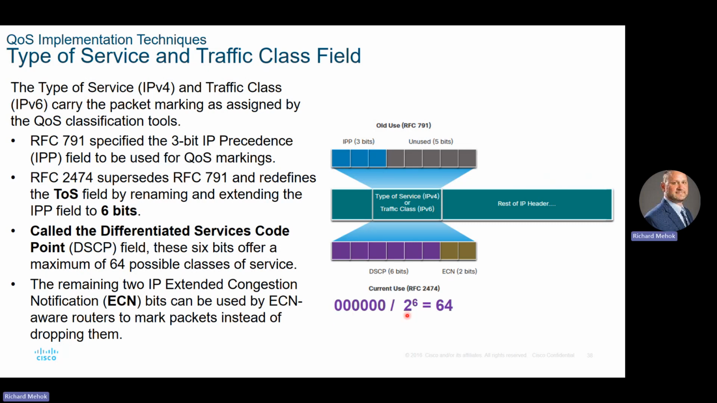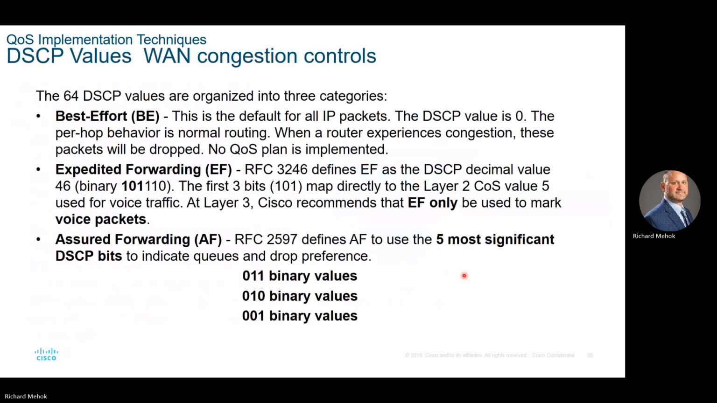If you look at 6 bits in binary, it's 64. And then you have your ECN, which is 2 bits. So here's your best effort. Equivalent is going to be a value of 0. Expedited will be a value of 3. And then your assured will be the 5th most significant bit.